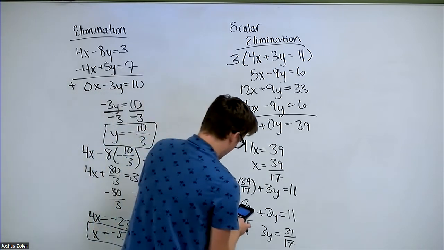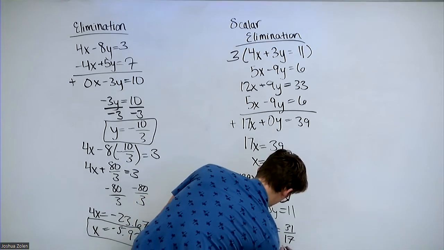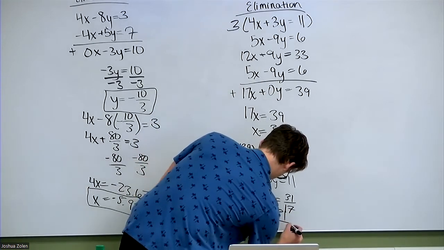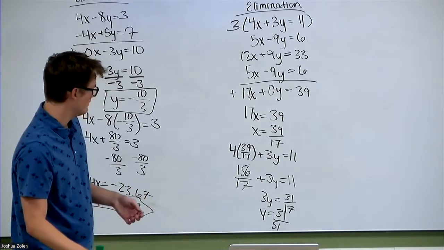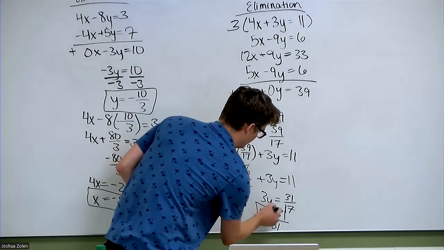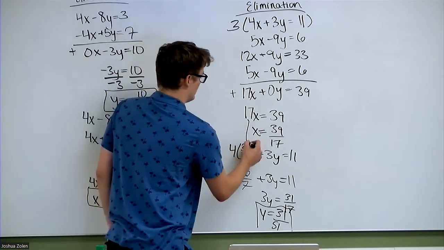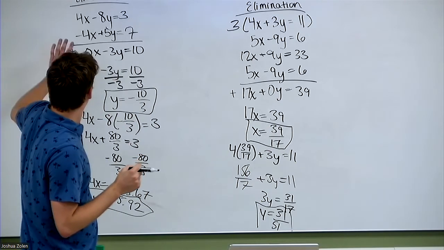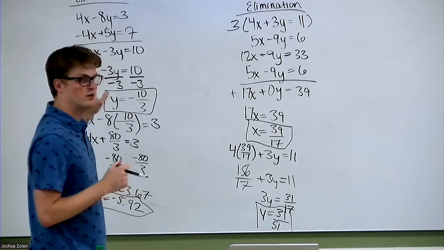And then if we divide by 3, we get y is equal to 31 over 51. You can kind of see that on the bottom there. Okay, so now we have our y and we have our x. Just like we did over here. We found both of our variables.